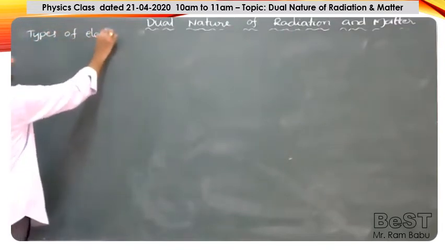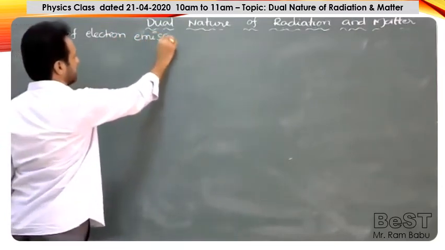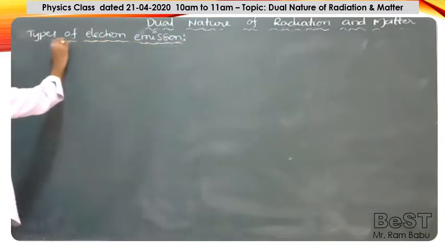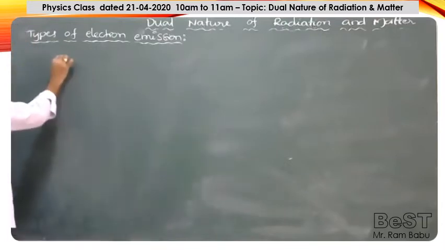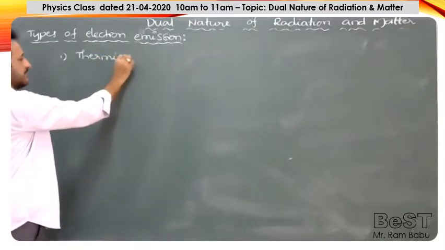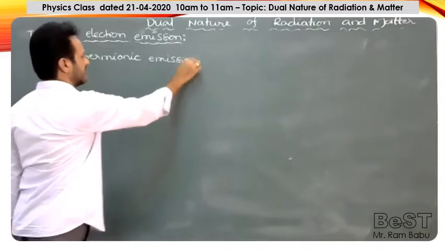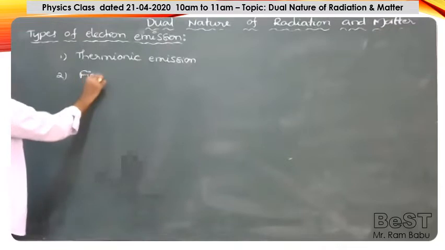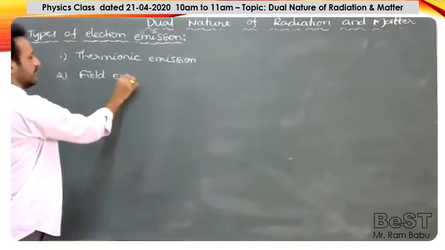Electron emission. Depending upon the energy supplied to the metal, there are 4 types of electron emission. One is thermionic emission, and the second is field emission. So here we are supplying the electric field or electric energy, that is called field emission.